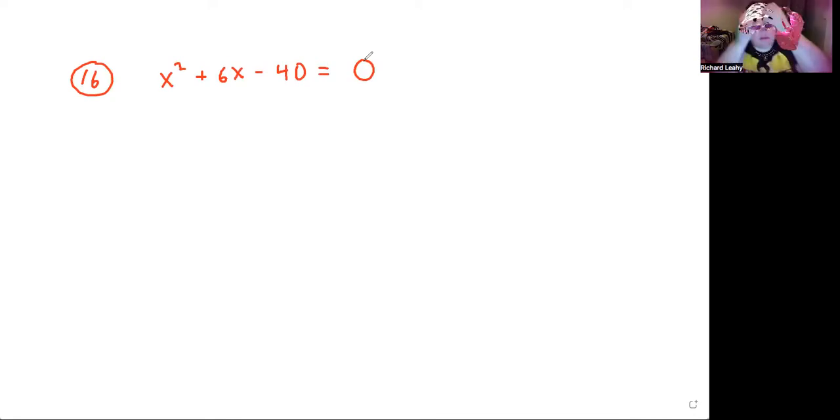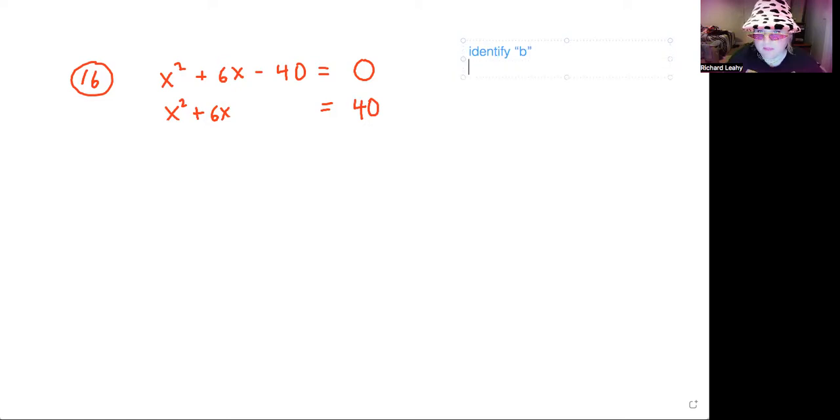Completing the square is done a few different ways. I'm going to try to do it the way I see most commonly, which is to move this 40 to the other side. And when you complete the square, you basically want to identify where B is. B is the number in front of x when everything's organized properly.